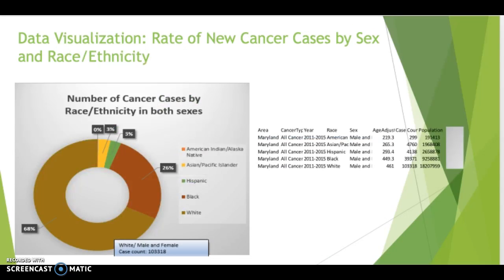The next visualization tool is a very simple tool, and that is the use of a donut chart. This donut chart shows the rate of new cancer cases by sex and race and ethnicity. So by looking at this chart, we can tell immediately that whites have a higher rate of new cancer cases compared to the other races, with blacks coming in a close second. We can also see that Hispanics and Asian and Pacific Islanders are very similar in rates, and that American Indian and Alaskan Native is pretty much at 0%.